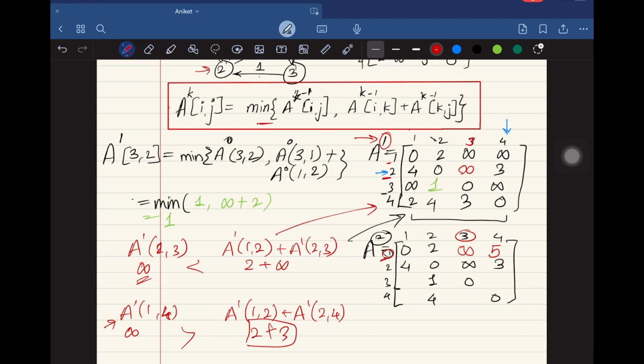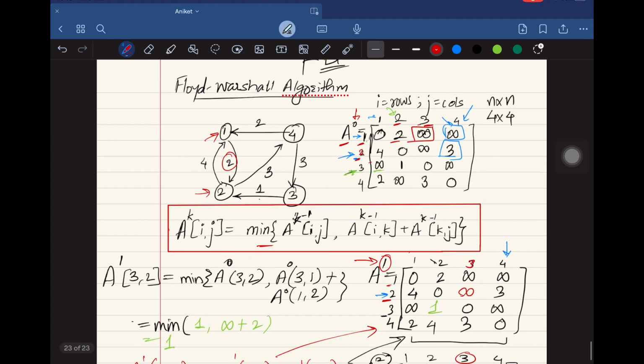Let's verify this from the graph. We need to see the smaller distance from 1 to 4. Let's go to the graph. So from 1 to 4, if you see, there's no direct way of going, right? But can we go through 1?